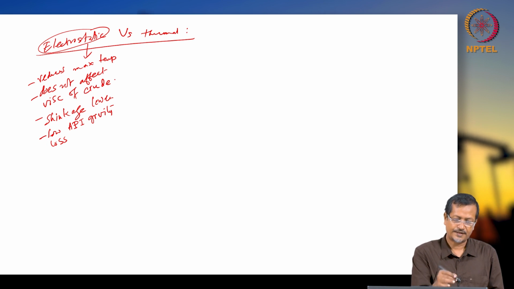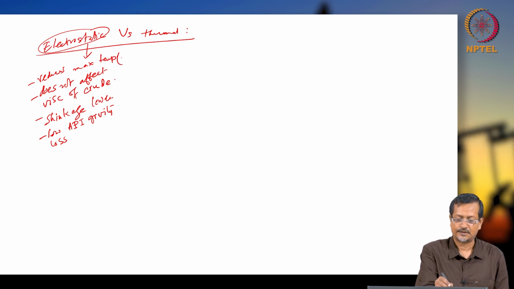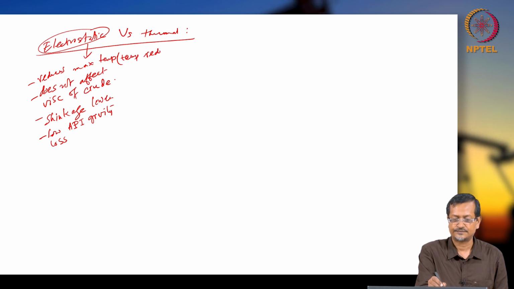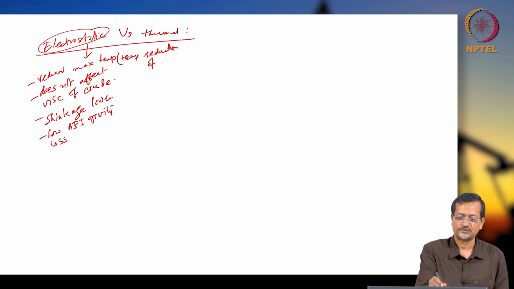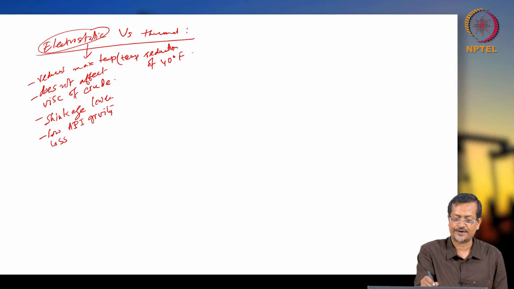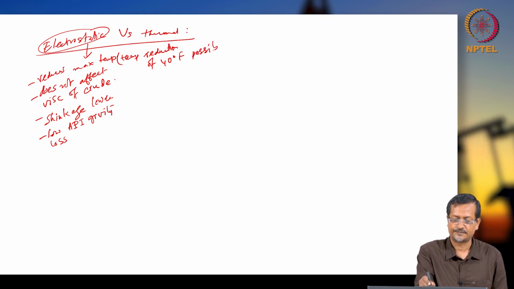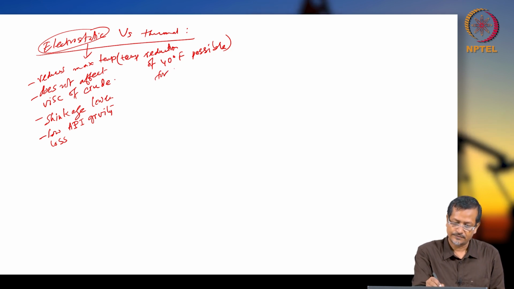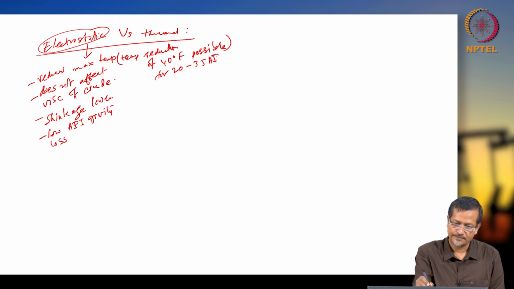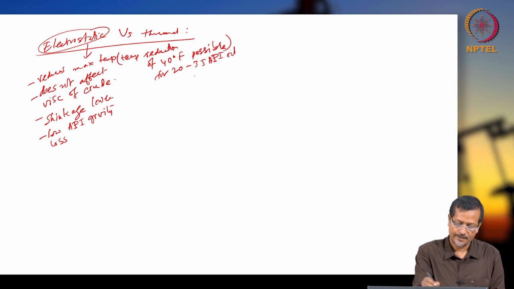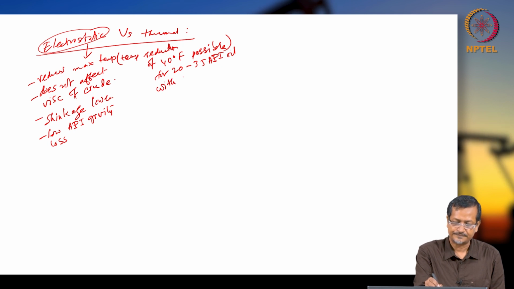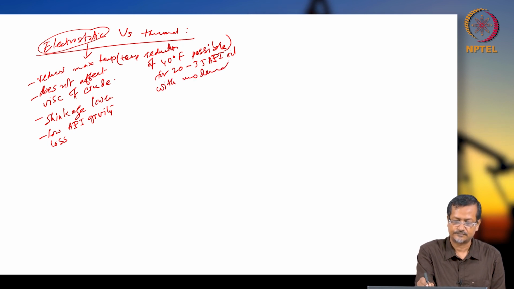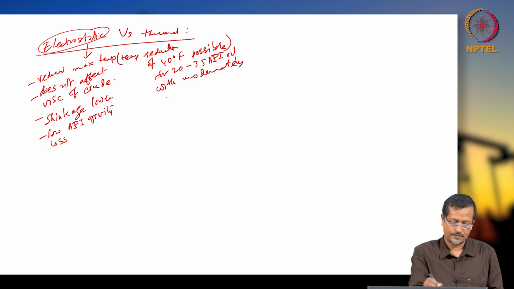A temperature reduction of around 40 degrees Fahrenheit is possible. Okay, and this is for 20 to 35 API oil with moderately stable emulsion.